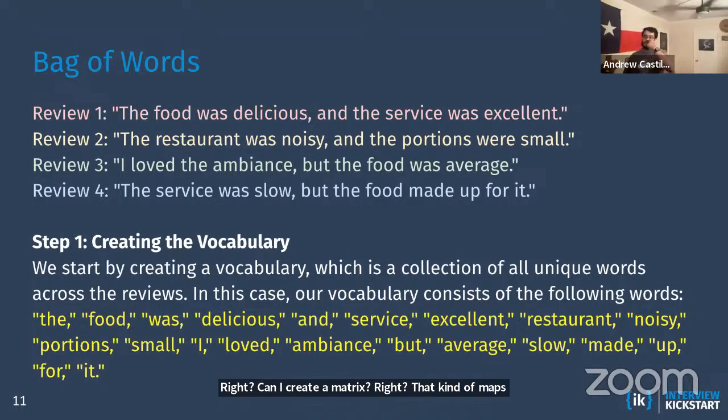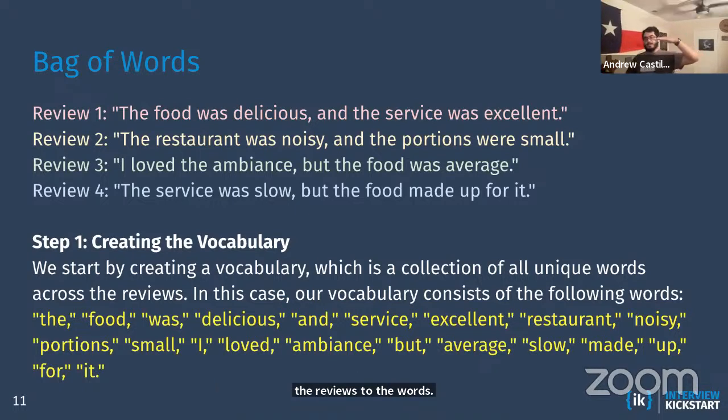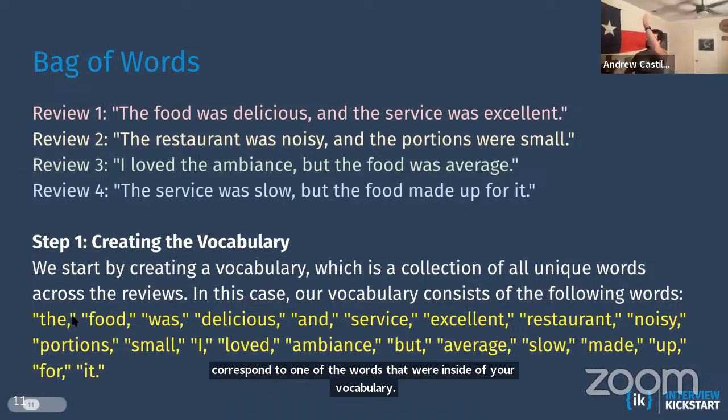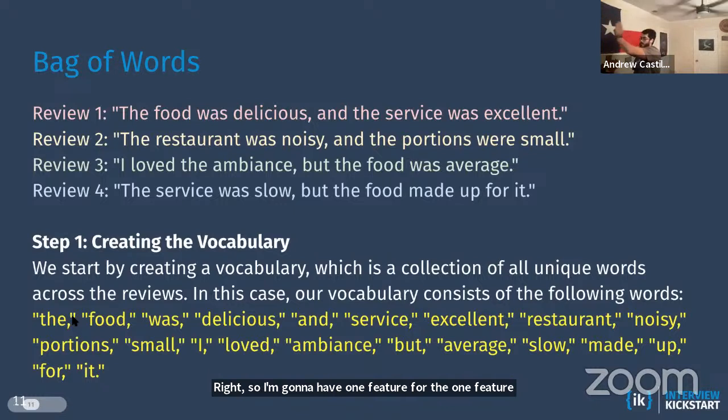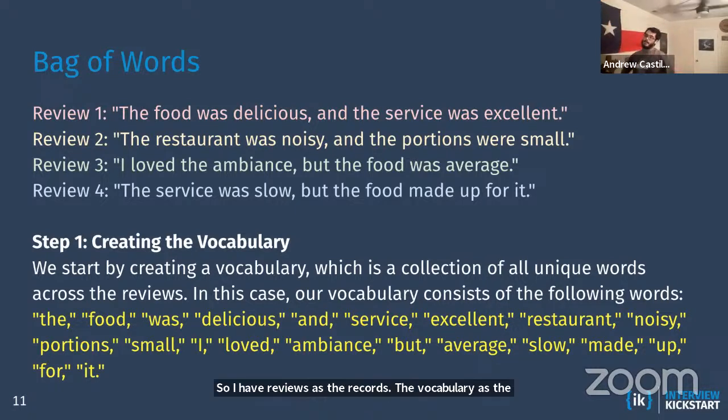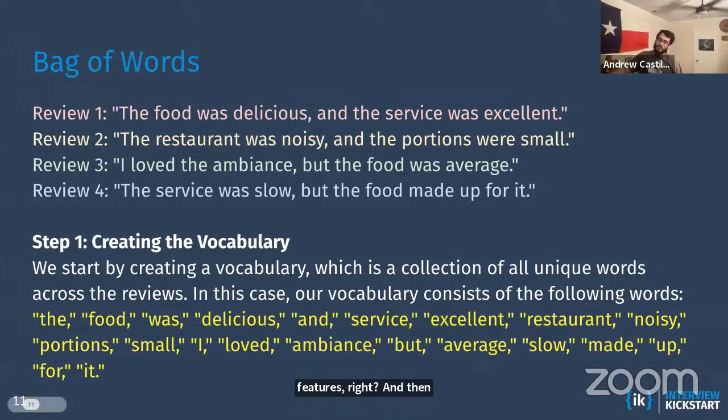So the way you do that is that each record in your matrix is going to be a review, and then you're going to have a feature. All the features in your matrix are going to correspond to one of the words inside of your vocabulary. So I'm going to have one feature for the, one feature for food, one feature for was, delicious, and so on and so forth. So I have reviews as the records, the vocabulary as the features, and then the entries inside the matrix are going to count the number of times that each of the words appeared inside the reviews.